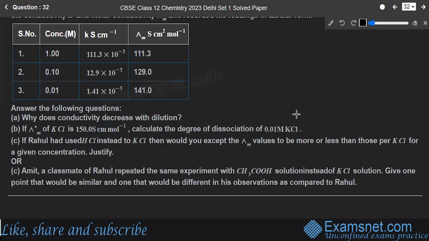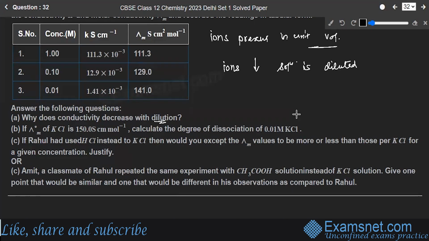Let's go. First one, why does conductivity decrease with dilution? See, the conductivity of a solution is the conductance of the ions present in unit volume of the solution. The number of ions which are responsible for carrying current decreases when the solution is diluted. As a result, conductivity also decreases. If the number of ions will decrease, conductivity will also decrease. So this is the right explanation.